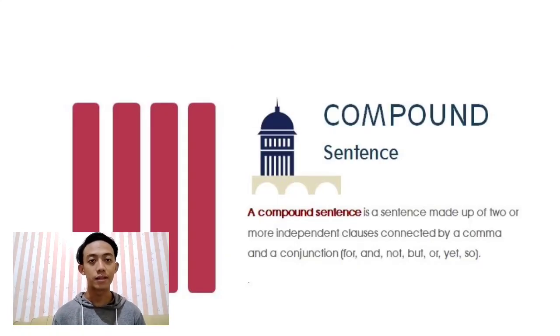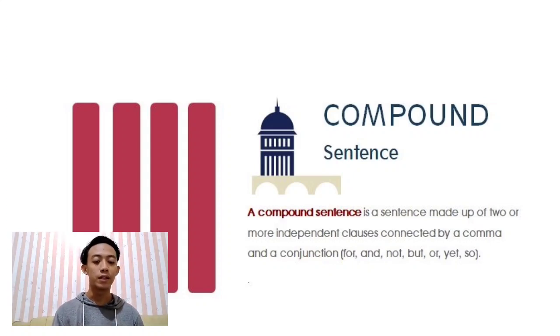A compound sentence is different from a simple sentence because a simple sentence has just one independent clause, but a compound sentence has two or more independent clauses connected by a comma and a conjunction. Okay, if you didn't understand about conjunctions, here is an explanation about conjunctions.